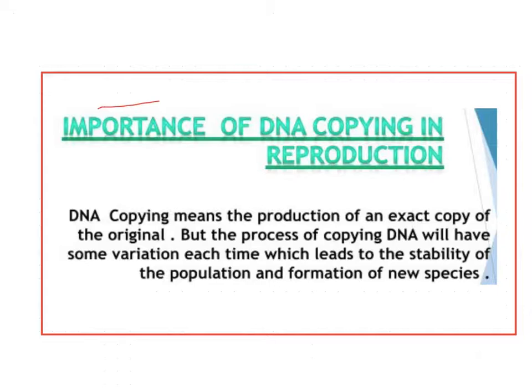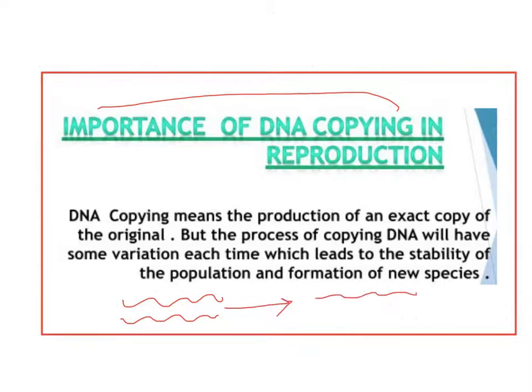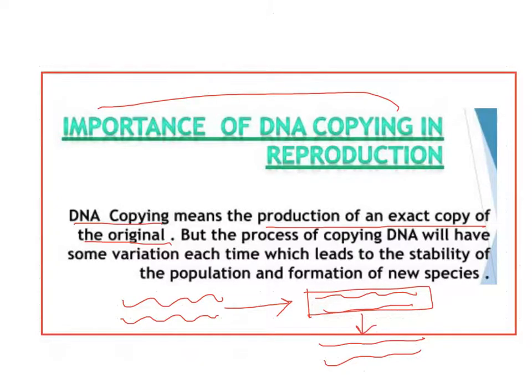Now, importance of DNA copying. Now, as I told you, dear students, whenever a cell multiplies, whenever a cell has to reproduce, whenever an organism has to multiply, there is one copy of the DNA, and the DNA has to be doubled. Okay? So two copies of DNA have to be generated. And this is called DNA copying. This is called DNA duplication. Okay, so DNA copying, as I told you, means the production of an exact copy of the original. तो ये हमारा original DNA, इस original DNA की एक और copy बनाना, एक और photocopy बनाना is DNA copying.